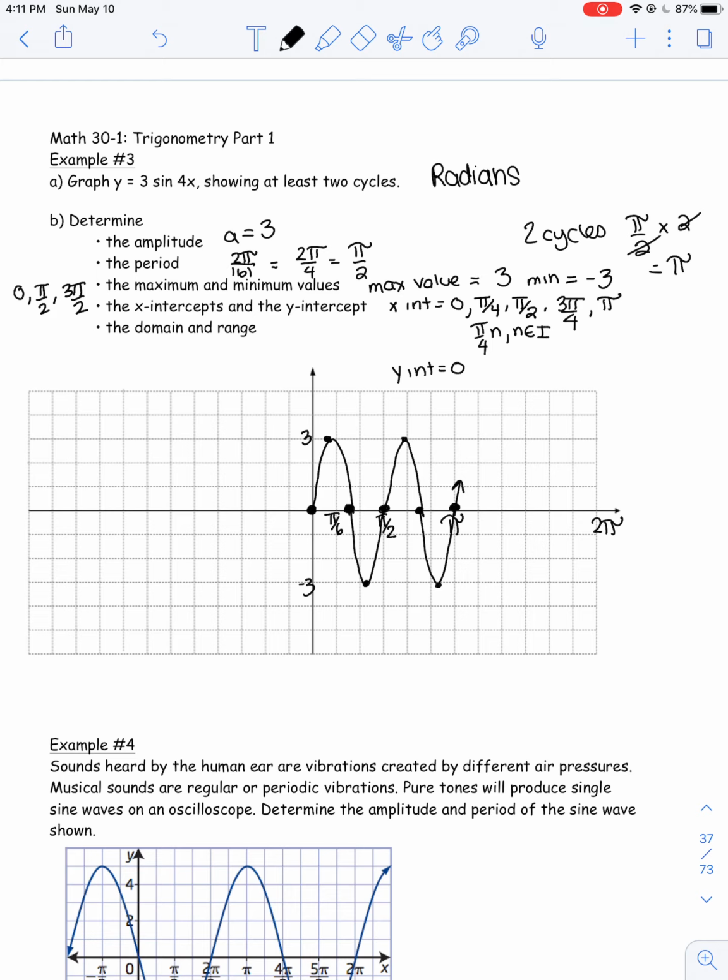The domain would be, now the domain for all these kind of periodic functions would be x is an element of the real numbers. It does continue forever to the left and forever to the right, so I'm going to draw arrows to show that. And then your range will be going from y is greater than or equal to -3, and less than or equal to 3, y an element of the reals. Okay, so that would be your domain and range.